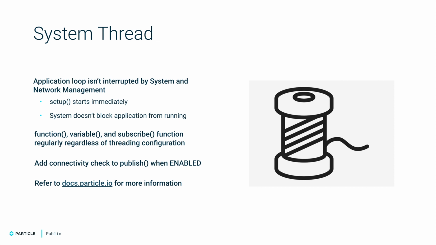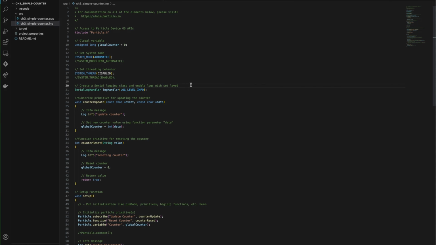Let's head back to Workbench, fix the threading behavior, and learn how to implement. Here's the simple counter application we just reviewed with all the primitives implemented. Here you can see we have system mode set to automatic, because we technically don't need to add additional logic before the first cloud connection. However, if we were to require this logic, if this application was battery powered as an example, we would want to change to semi-automatic mode.